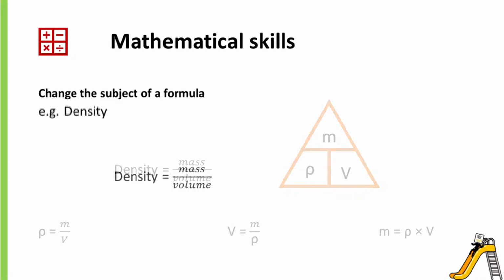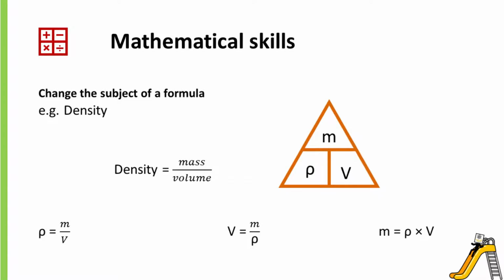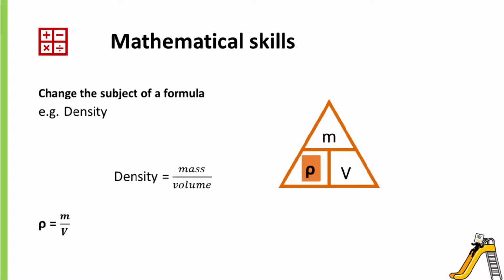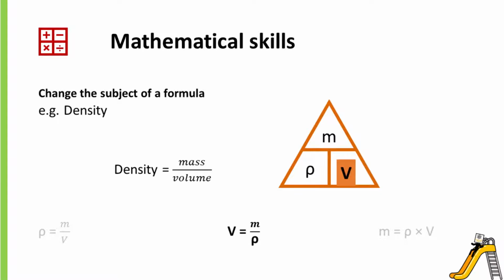So I've made this little orange triangle over here. I don't know if you guys have seen it, but I faced it a lot when I was in school. As the triangle stands, density is equal to mass at the top and volume at the bottom. If you have a look at the triangle, if you wanted to calculate volume, it would be mass over density. And of course, if you wanted to calculate mass, it will be mass is equal to density times volume. And that is basically the simplest way in which you change the subject of a formula.